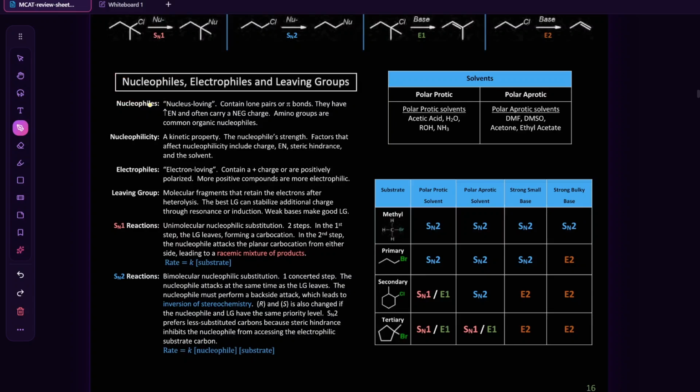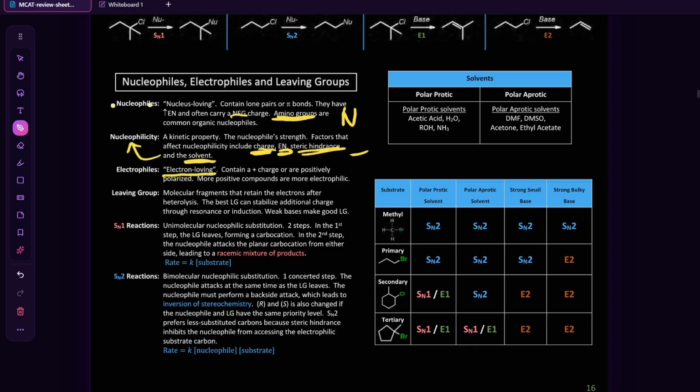So nucleophile is nucleus loving. They contain lone pairs or pi bonds, have a high electronegativity, and often carry a negative charge. Amino groups are common organic nucleophiles. Remember, amino has the N in it, right? Nucleophilicity is a kinetic property, the nucleophile strength. Factors that affect nucleophilicity include charge, electronegativity, steric hindrance, and the solvent. So you need to understand these terms to understand nucleophilicity.